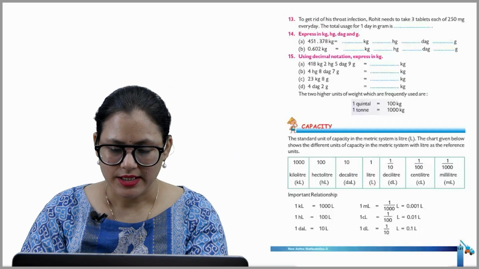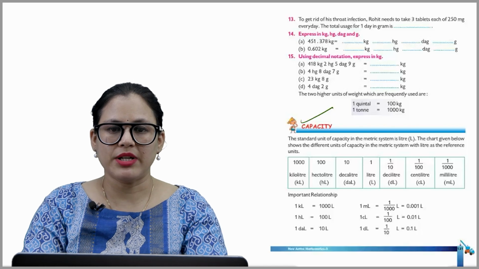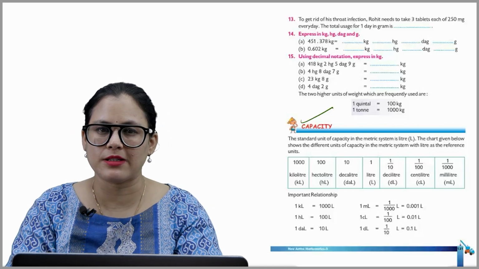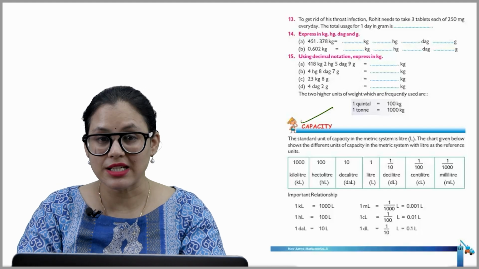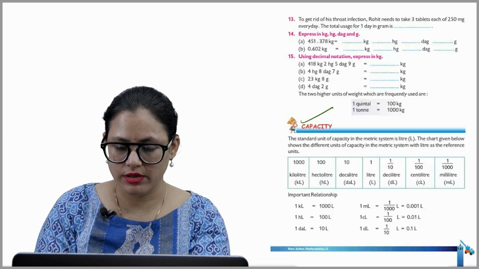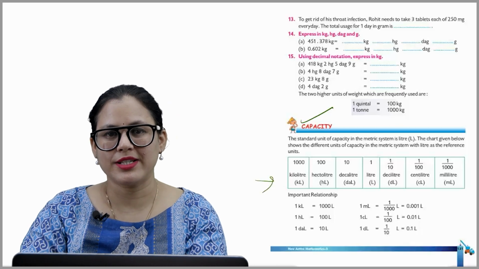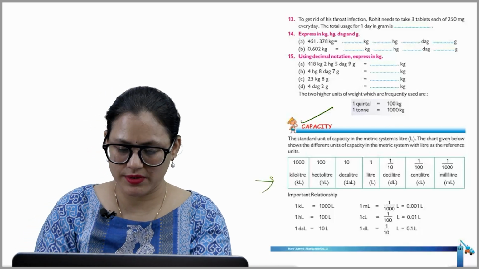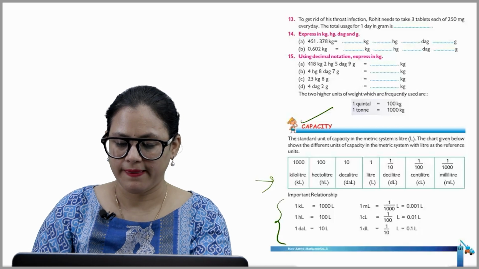Capacity. The standard unit of capacity in the metric system is liter. The chart given below shows the different units of capacity in the metric system with liter as a reference unit. So, here the standard unit has changed, which is liter. So, important relationships are given here.